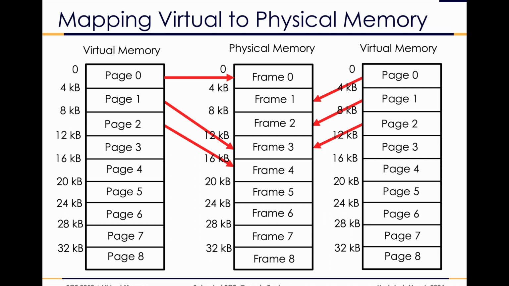But that's beyond the scope of this short video. So now we need to know a way: how do we know where to map everything? How do I know page 0 goes to frame 0 from the first program, or page 1 goes to frame 3?